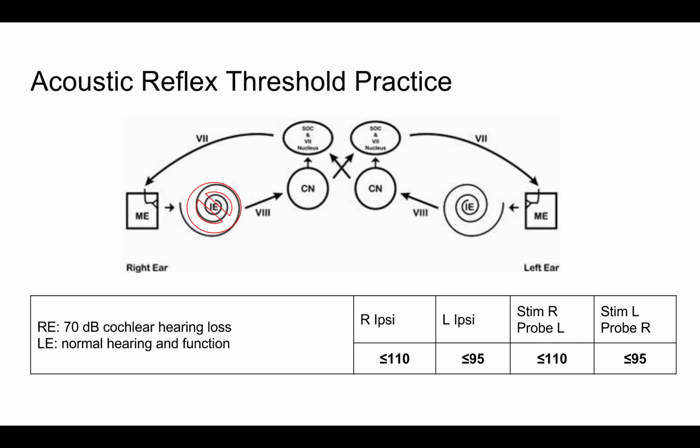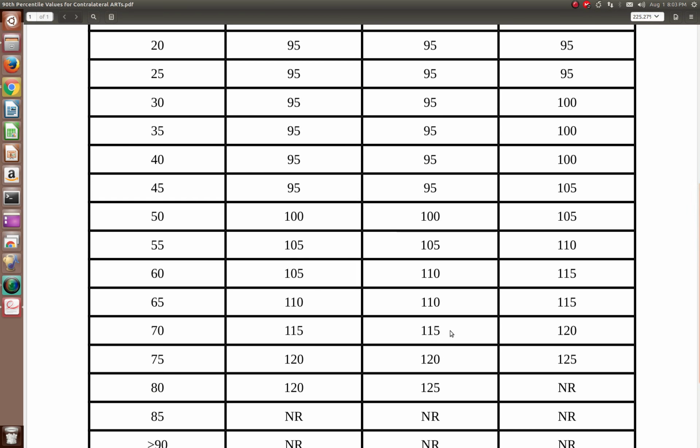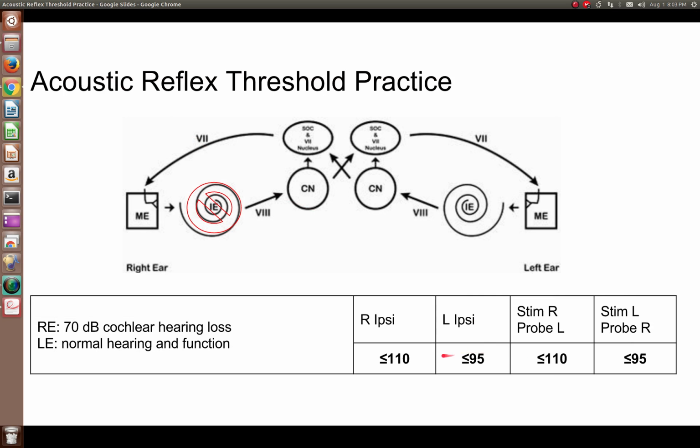Number 4. Okay, so now we're moving on to the 70 dB cochlear loss in the right ear and normal function in the left ear. So let's start with the right ear. Well, with the 70 dB loss, it's basically our table. Let me pull up our table here again for us. 70 dB loss at 1000 hertz. It tells us our threshold should be 115 or less, but for some bizarre reason, the authors are saying 110 or less. I'm going to say 115 or less. That seems to make more sense to me. Again, we're talking about a 5 dB difference. Let's not split hairs here. All right. So basically, the threshold in the right ear should just be consistent with the hearing loss degree.